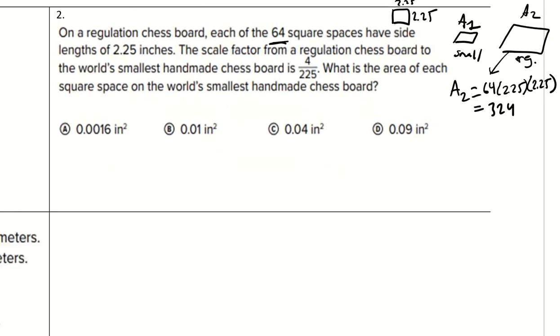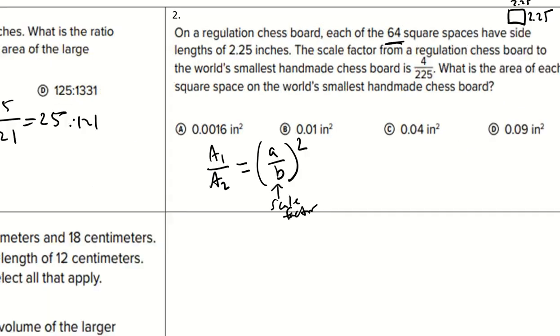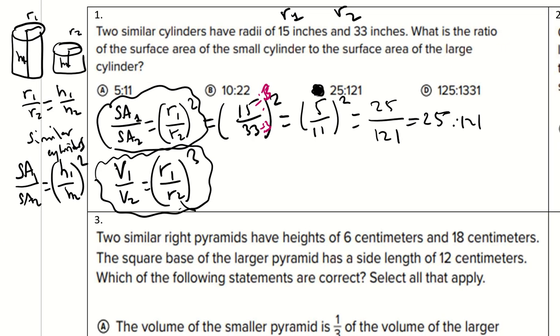Now, remember what I told you earlier: the ratio of the areas, or surface areas, in this case we're just looking at areas, is equal to the scale factor squared. So it is equal to the ratio of the lengths, or the bases or whatever, squared. In this case, they give us that number. This is the scale factor, just like we did here. This was a scale factor.